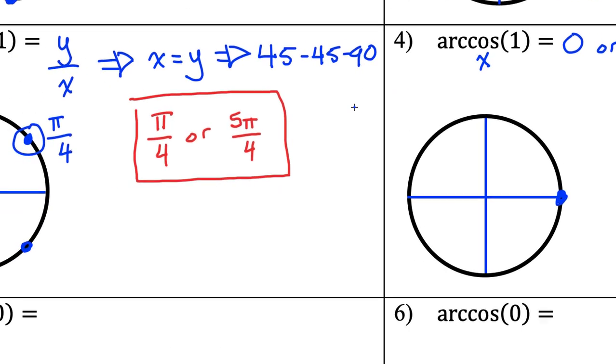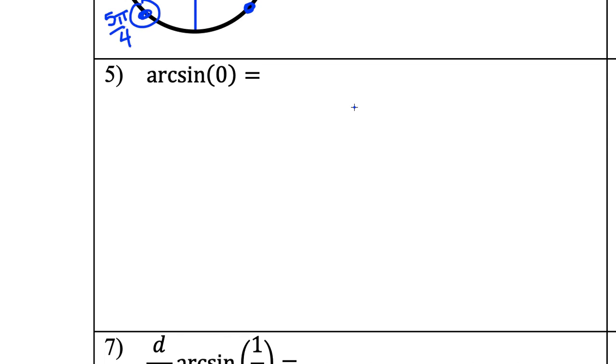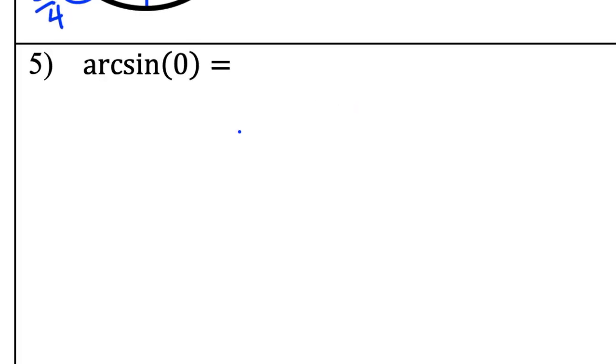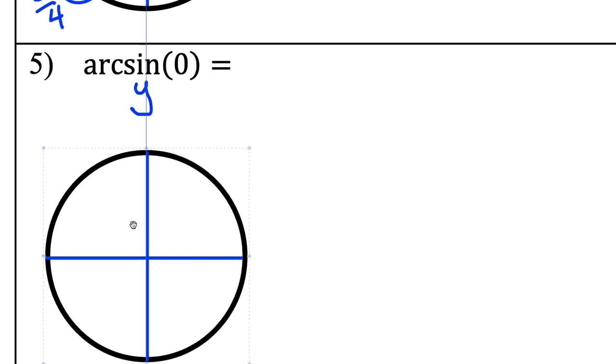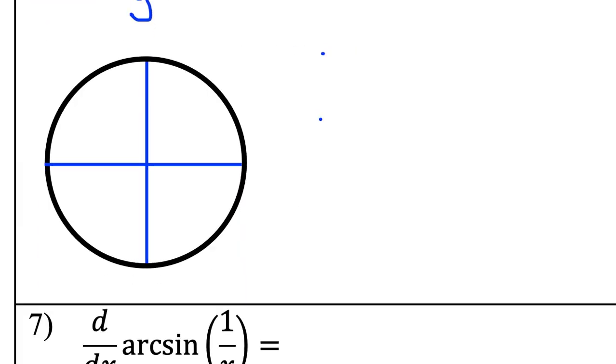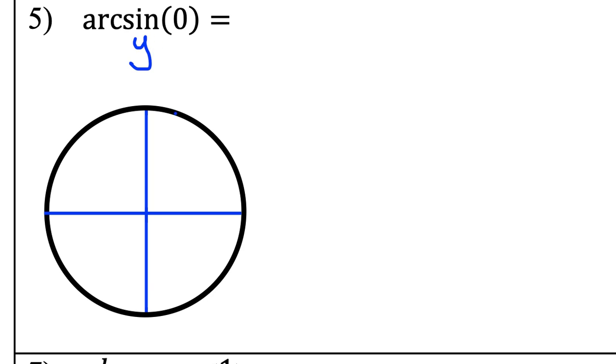Let's try another one. We still have a little under a minute now. Arc sine of 0. Well, sine is talking about the y-coordinate. On my unit circle, where do I have 0 for the y-axis? 0 on the y-axis happens here and here. And what are the coordinates of those? I have 0, or I could consider that 2 pi. And over here I have pi. So our answers are 3 in this case. 0, pi, or 2 pi.